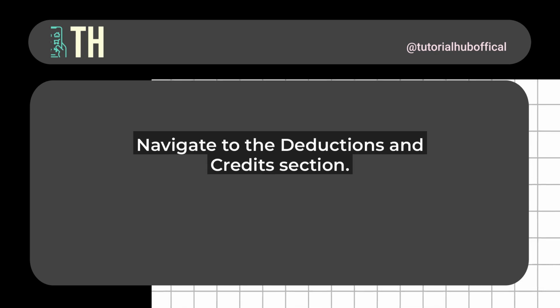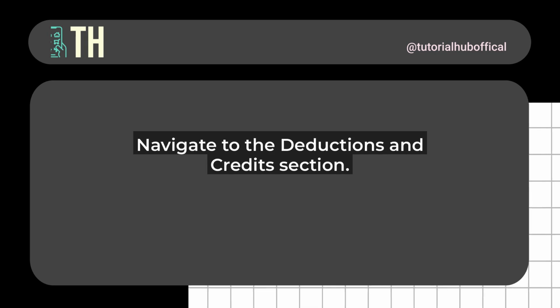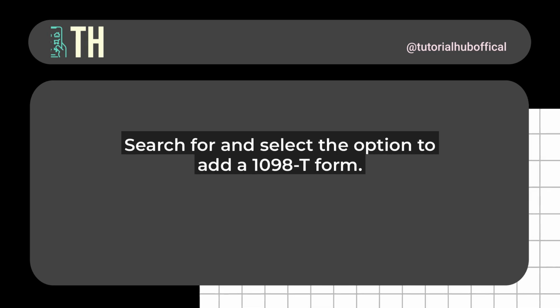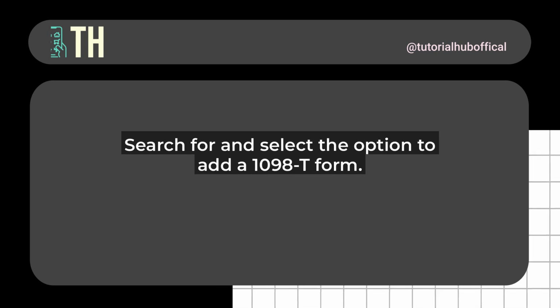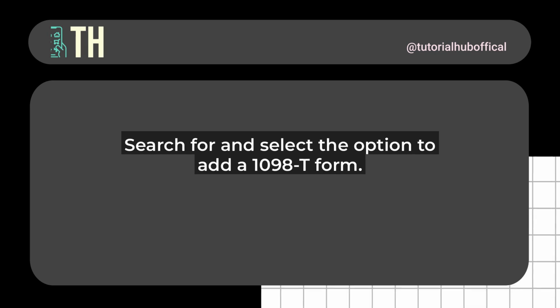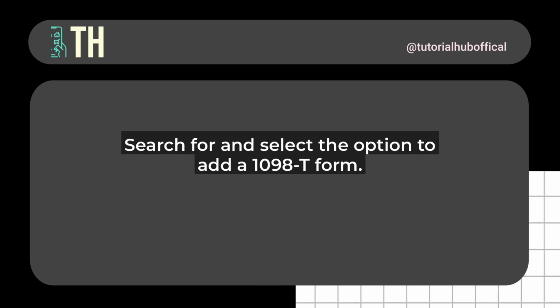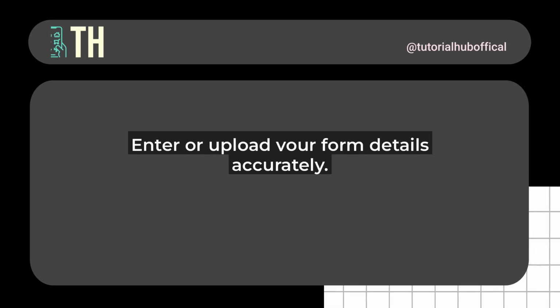Once you're in, head to the Federal section and look for Deductions and Credits. TurboTax has a smart search bar, so you can just type in 1098-T or Education Expenses to jump right there. When you find it, click on Education and then select Add a 1098-T form. TurboTax will prompt you to enter your information manually or upload a PDF if you have it digitized.